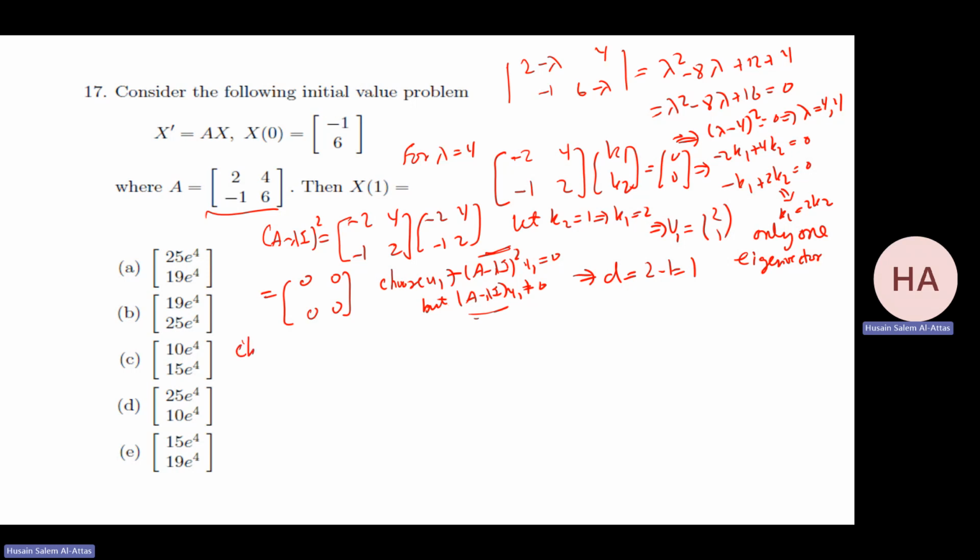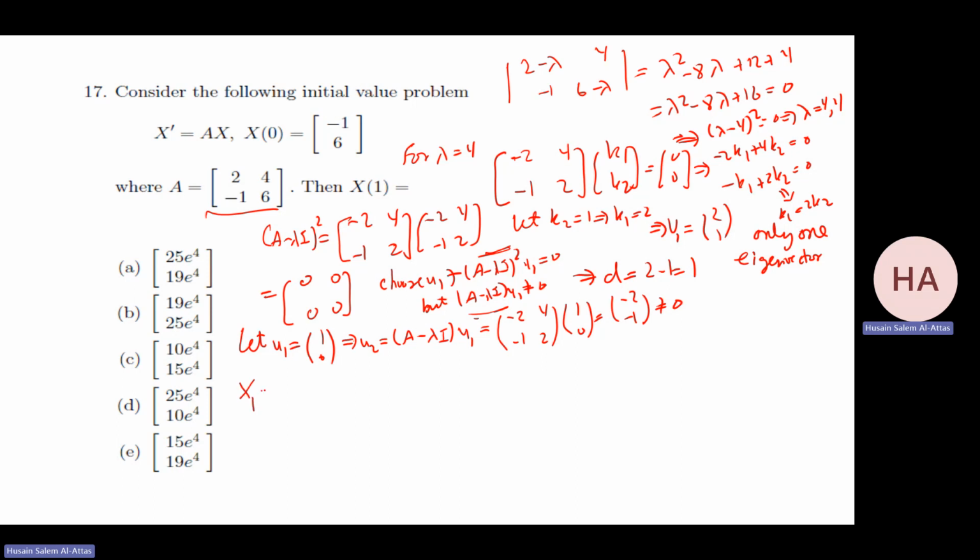So choose, let u1 equal (1, 0). (1, 0) will work. Yeah, it will work. So that u2, actually, I will find that it's not equal to 0. That will be what? (Minus 2, 4, minus 1, 2) times (1, 0). That gives me (minus 2, minus 1), not equal to 0. So it will work and find u2 at the same time.